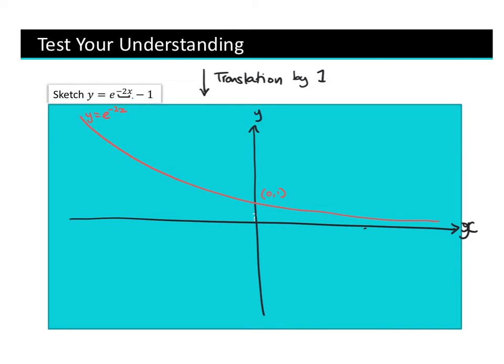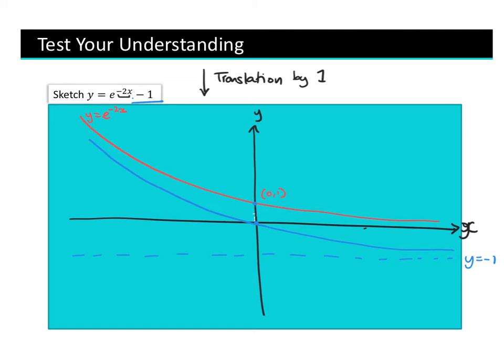Now, when I minus 1, I'm shifting the graph down. So this coordinate is going to now pass through here. Our asymptote is essentially on the line where y equals 0. If we now take 1 away, our asymptote is now going to be on this line where y equals negative 1. And then our graph is in fact going to look like this.